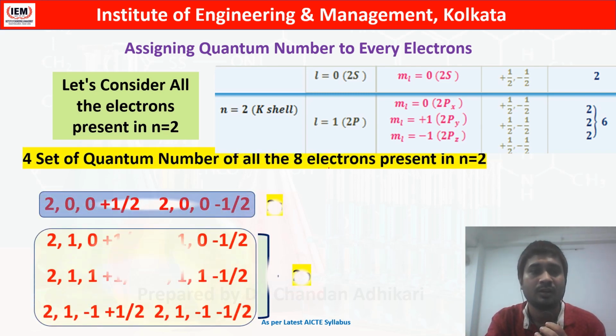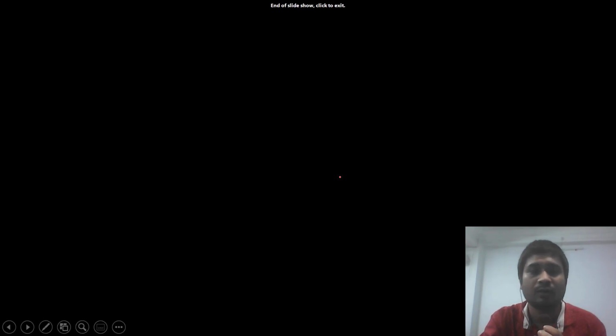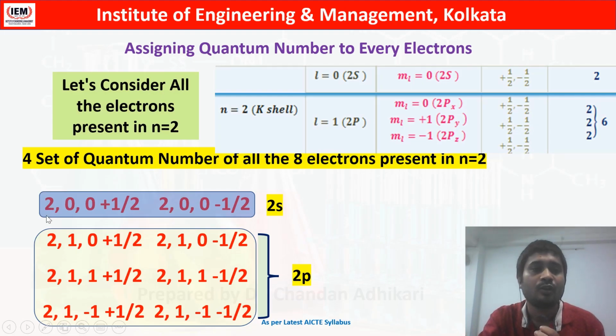We can very easily write the 4 sets of quantum numbers for these 8 electrons. For 2s electrons, what will be the values? We will have 2 0 0 plus half and 2 0 0 minus half. For 6 2p electrons, we will have 2 1 0 plus half, 2 1 0 minus half, 2 1 1 plus half, 2 1 1 minus half, 2 1 minus 1 plus half, 2 1 minus 1 minus half. So all the 8 electrons present in n equals 2, we are now able to assign them 4 quantum numbers each.